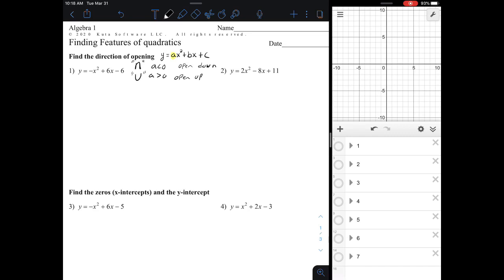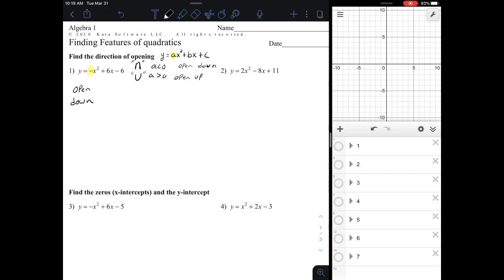As we do these, I'm going to put the graph of them over here on the right-hand side with Desmos, so that way we can see it graphically. So if I look here at the first problem, and I want to know what is the direction of opening for negative x squared plus 6x minus 6, I look at the squared term and its coefficient. Since that number is negative, this is number 1, it's going to open down. And if I look at the graph over here on the right-hand side for number 1, I see the parabola makes an N shape, and the opening is downward for the first one.